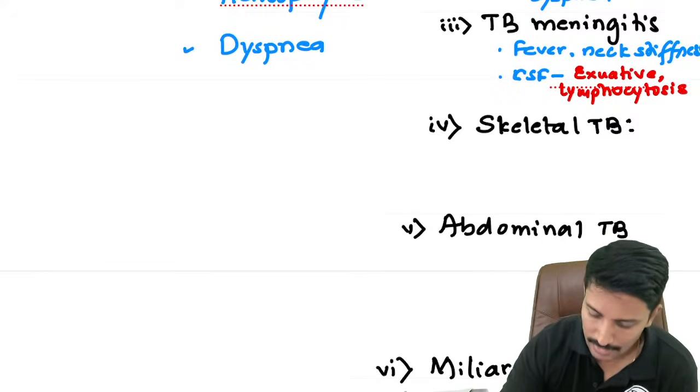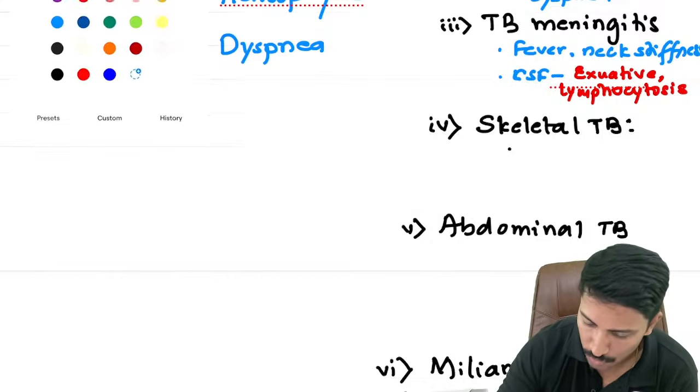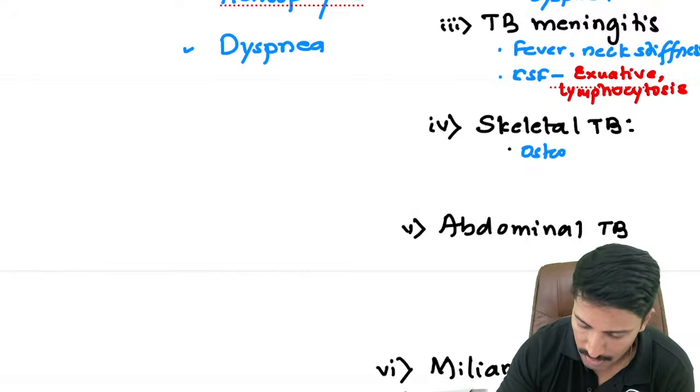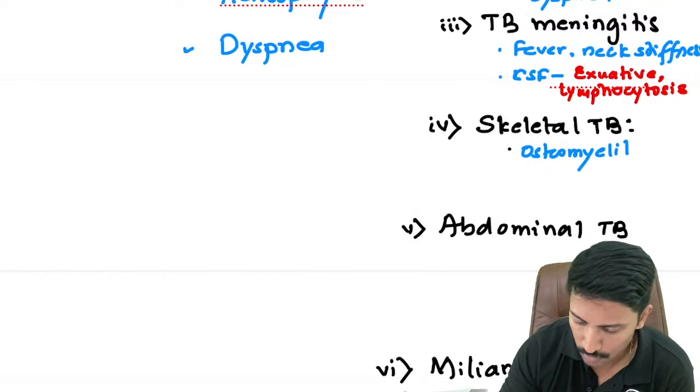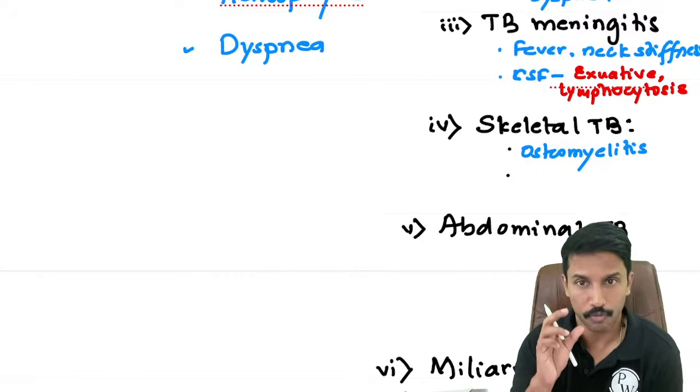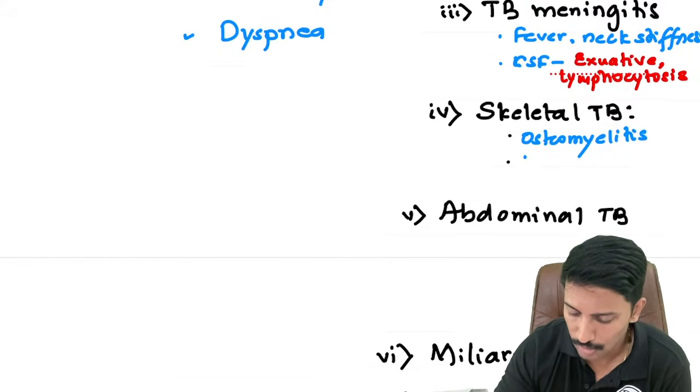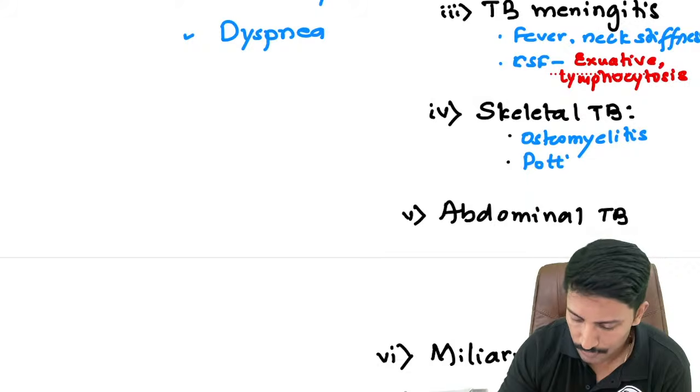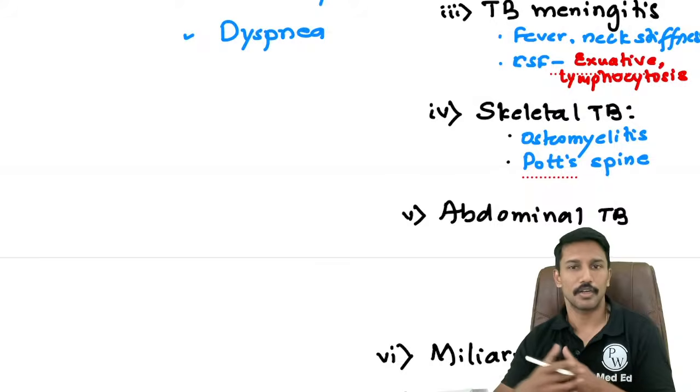Okay. Skeletal TB can cause osteomyelitis. TB is also one of the causes for osteomyelitis. Apart from that, it can affect the spine, where it can form a tubercular abscess. We call it as Pott's spine. So that is the skeletal tuberculosis.